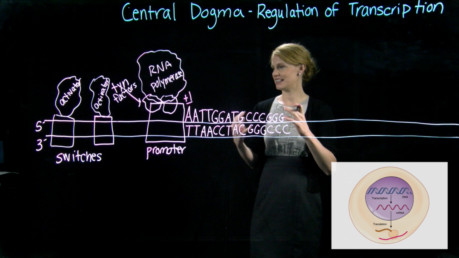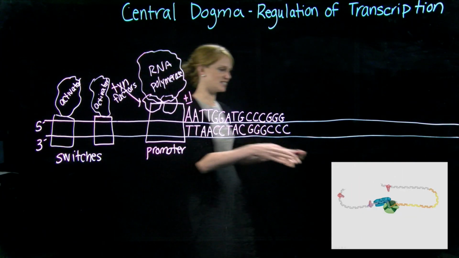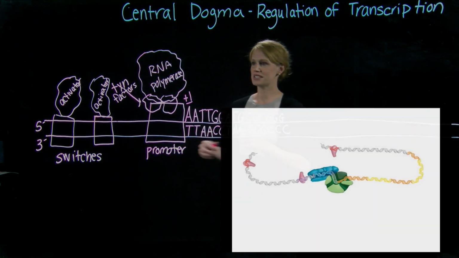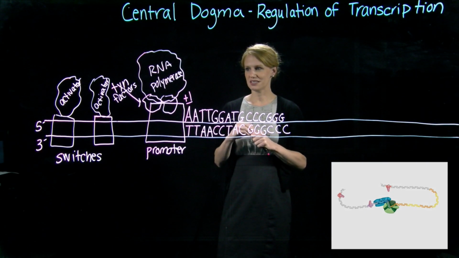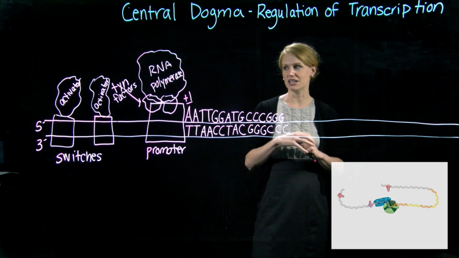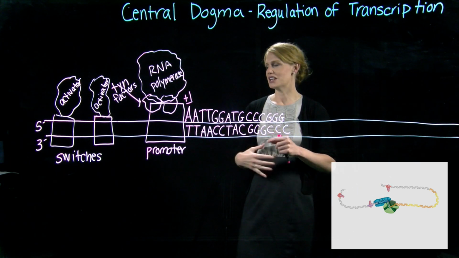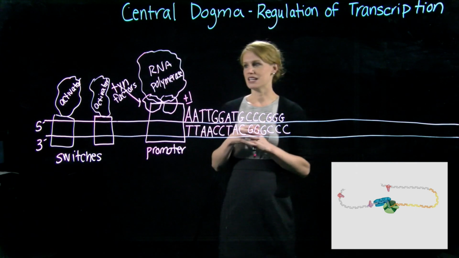So to see how this works, you can see in this slide here that what happens is when activators in pink bind to switches, that facilitates bending of the DNA molecule such that these activators can interact with transcription factors and initiate RNA polymerase, which is shown in green in the slide below, to start transcribing a gene. So you need all of this to transcribe a gene in a cell type.